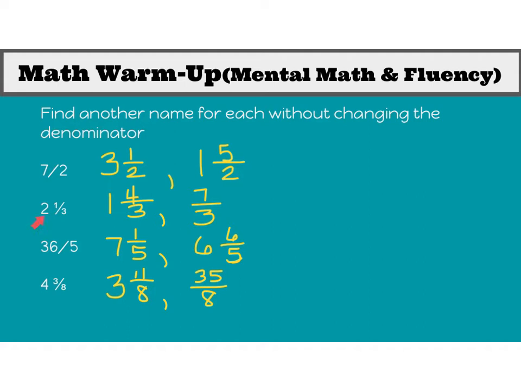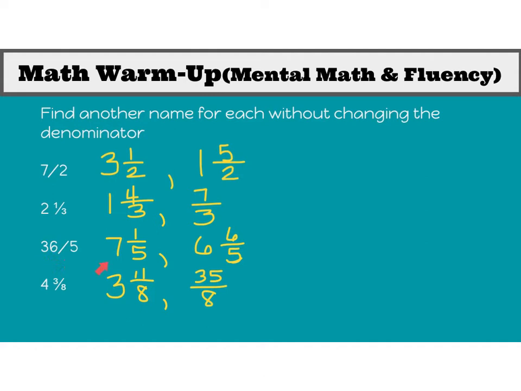2 1/3, we could trade 1 whole for 3/3 and make it 1 4/3, or we could change it back into a fraction and turn it into 7/3.